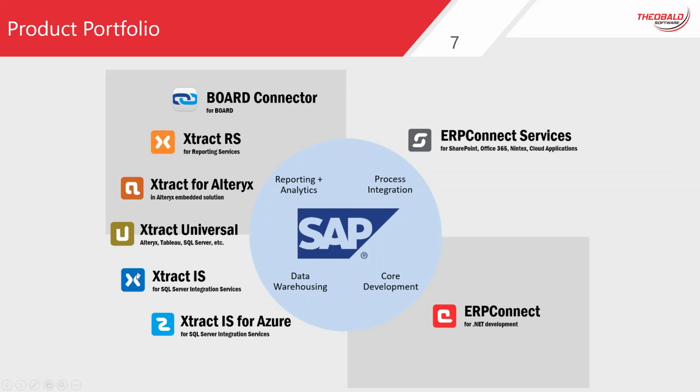And then we have Xtract Universal, our universal connector that integrates SAP with any environment. We will see the architecture later, and we will see some integration scenarios with different Microsoft products. Then we have other connectors, for example for Reporting Services. And then you would see products like Xtract for Alteryx, for integration with Alteryx. It's a plug-in directly in Alteryx. You also see the Board connector. That's again an SAP integration tool for the Board software.